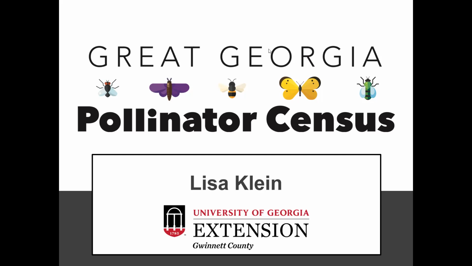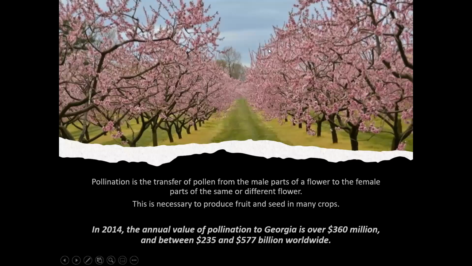Okay, everybody knows what pollination is. It's the transfer of pollen from the male parts of a flower to the female parts of the flower. Most of us are familiar with it with regards to our vegetable gardens. You also have that with flower gardens and trees, nut producing trees, that kind of thing.